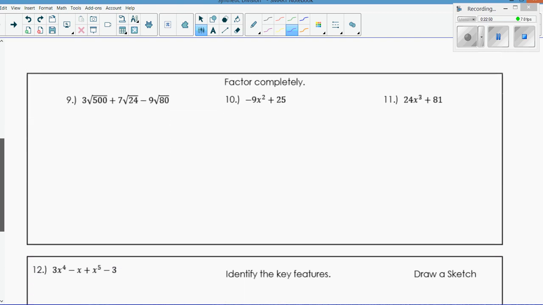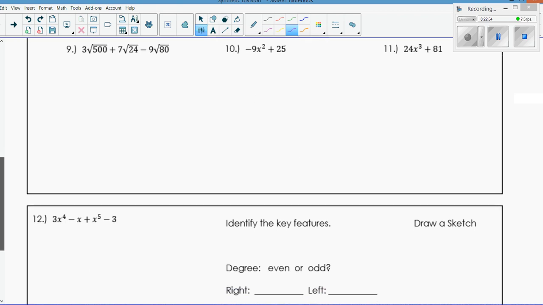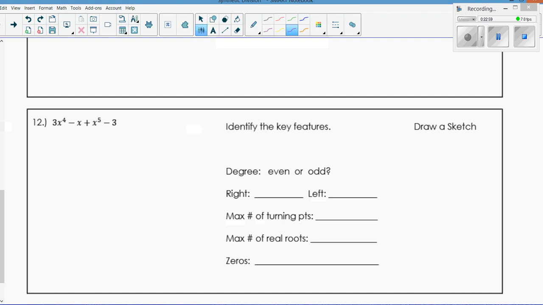Okay, and then the answers. Oops, sorry, the answers are not here. Factor completely. So a little extra practice with that and look for GCFs. And then a problem where you have to identify the key features and draw a sketch. So make sure that you're factoring so that you can find zeros and draw a sketch.